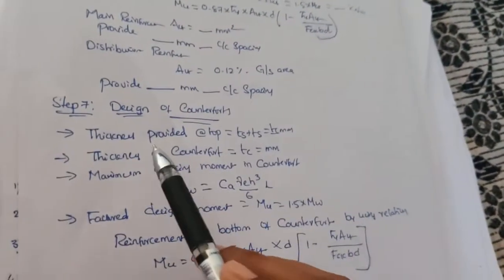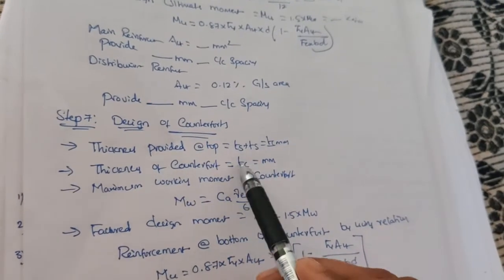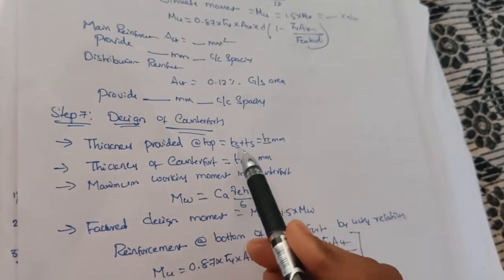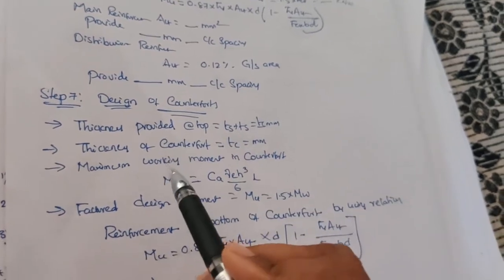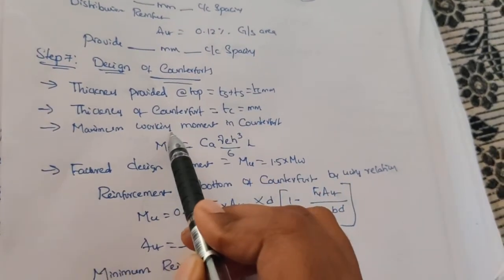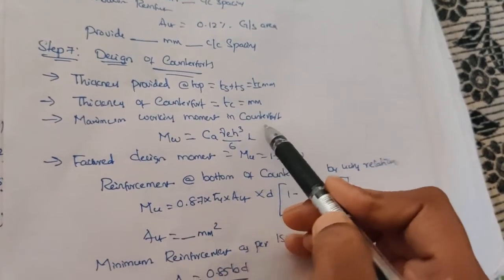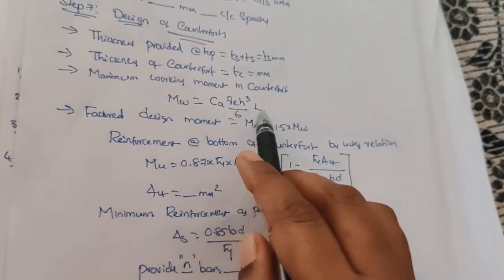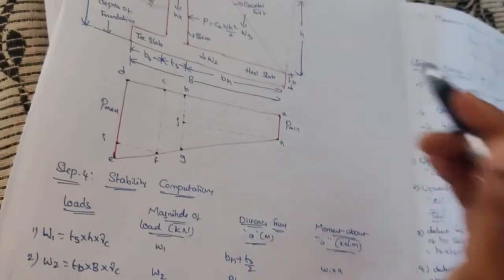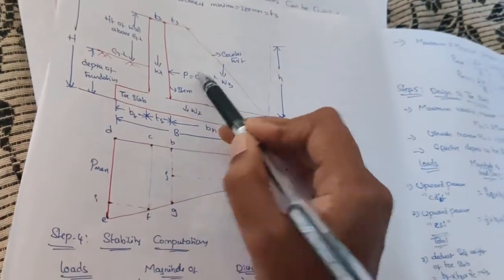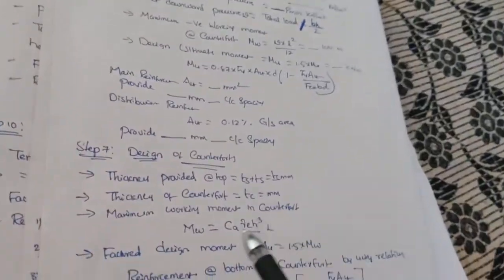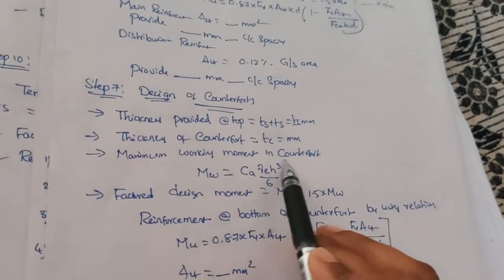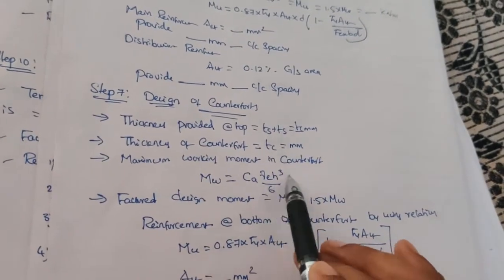When you are designing that one, the thickness provided at the top point is TS, plus TS, minimum thickness of the counter force TCMM. So after finding the thickness of the counter force, the maximum working moment in the counter force is equal to this formula, which you have to multiply with the counter force spacing, because in the counter force space only the pressure is acting mainly. So you will find the moment taking only soil pressure.